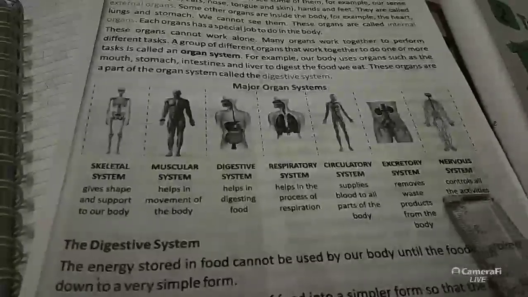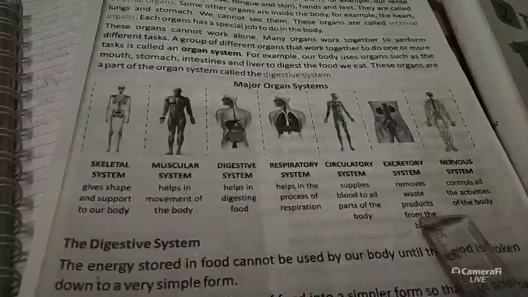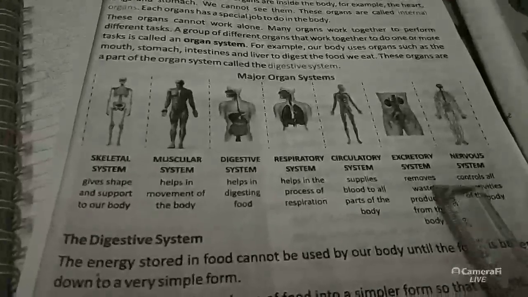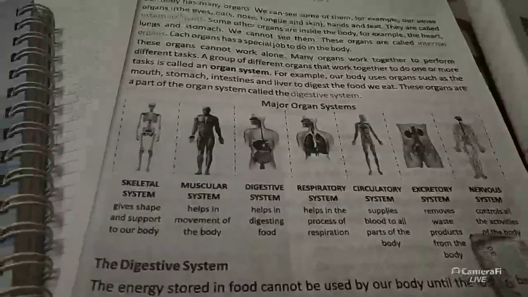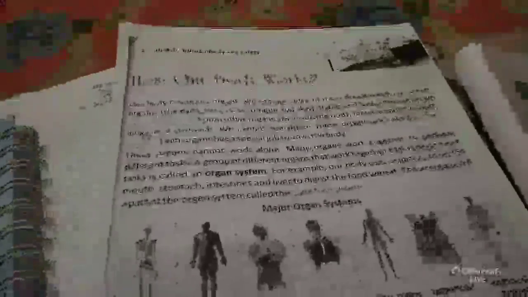So what is the nervous system? It controls all the activities of the body. Your nervous system means it controls all the activities of the body. Is it clear to you?